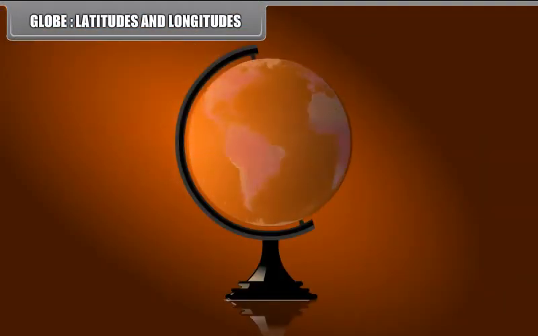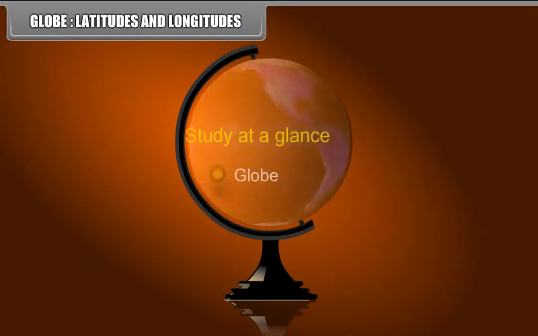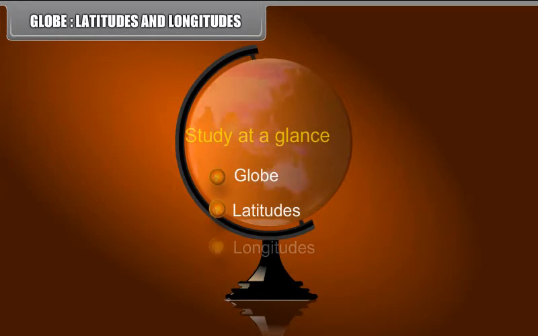Globe, latitudes and longitudes. It is believed that the earth is spherical in shape. The most suitable way of representing the earth as a whole is by a globe. A globe is a model of the earth on a small size. The globe is mounted on an axis so that it can rotate freely. Study at a glance. Globe, latitudes, longitudes.